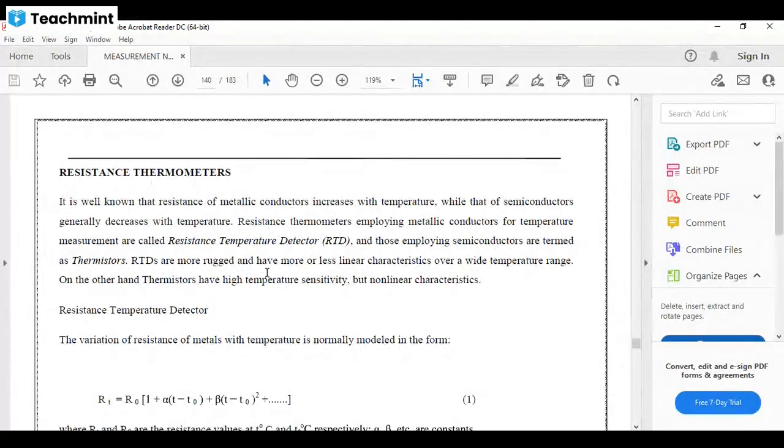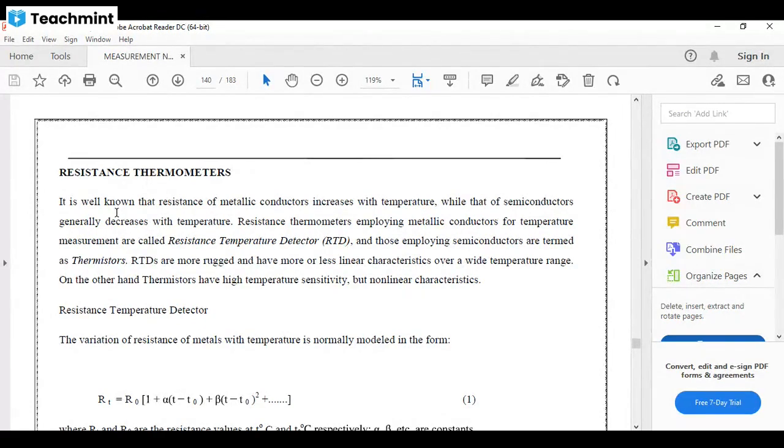Resistance thermometer, or RTD, resistance temperature detector. It is another example of a resistive transducer. What is the change of resistance? It depends on the material properties. In a resistance thermometer, the resistance of a metallic conductor increases with temperature, while that of a semiconductor generally decreases with temperature.